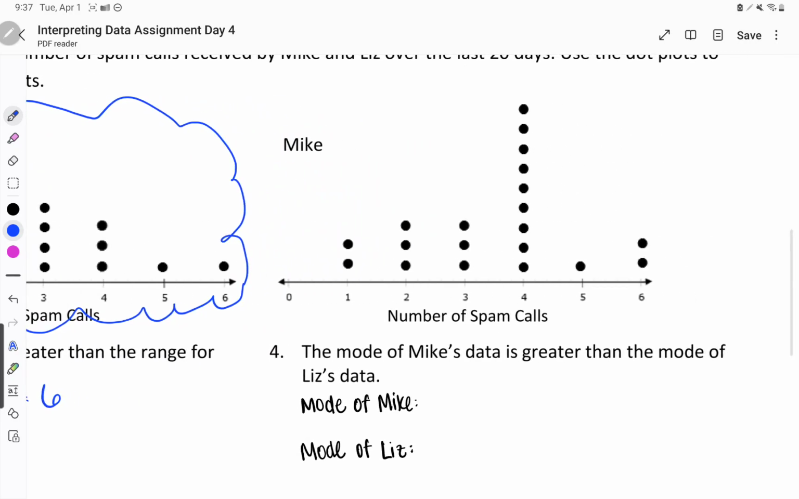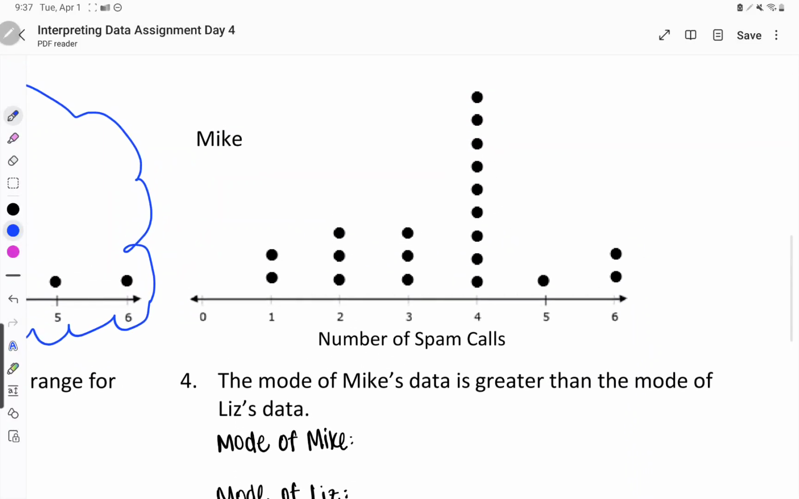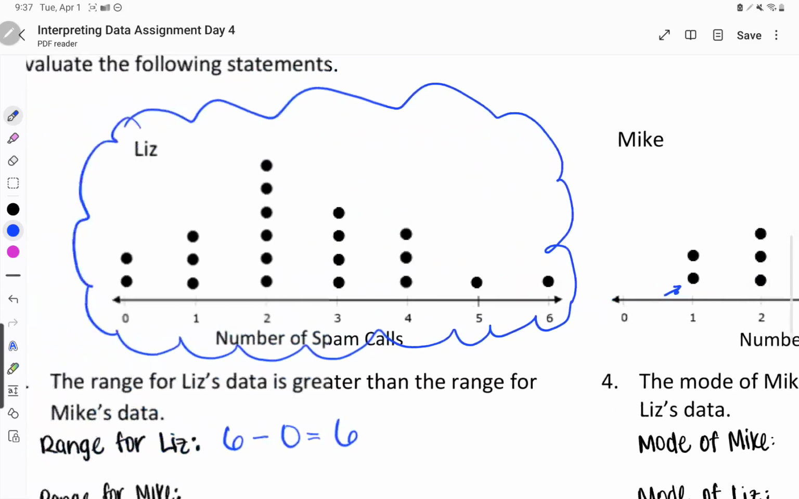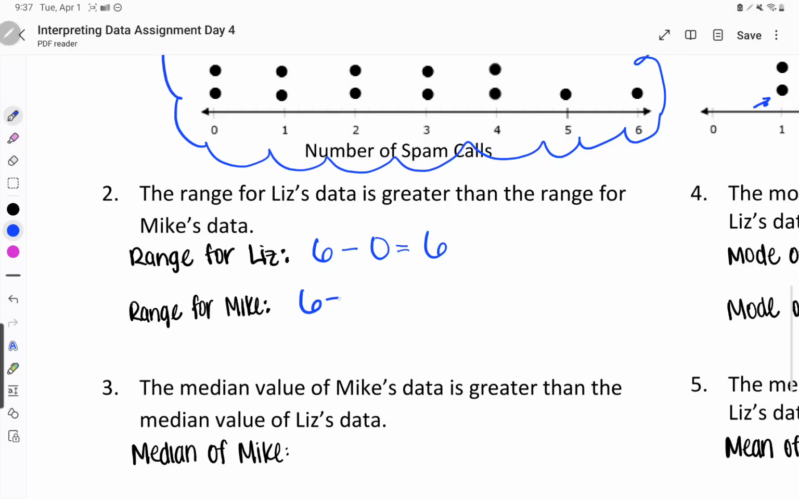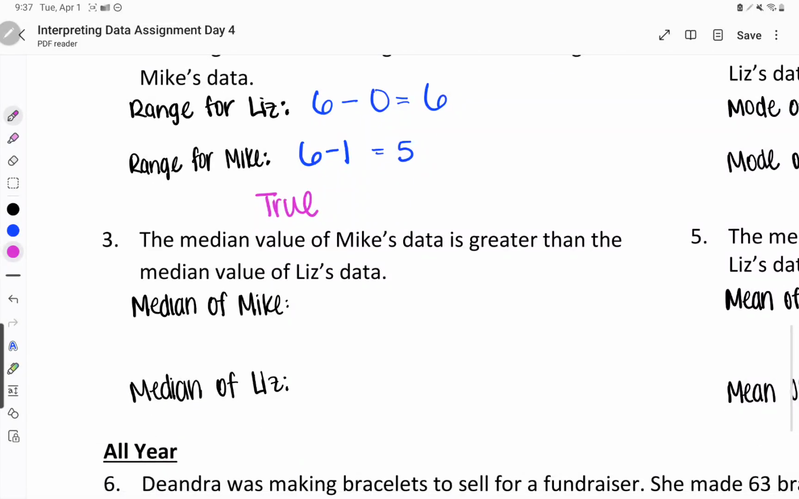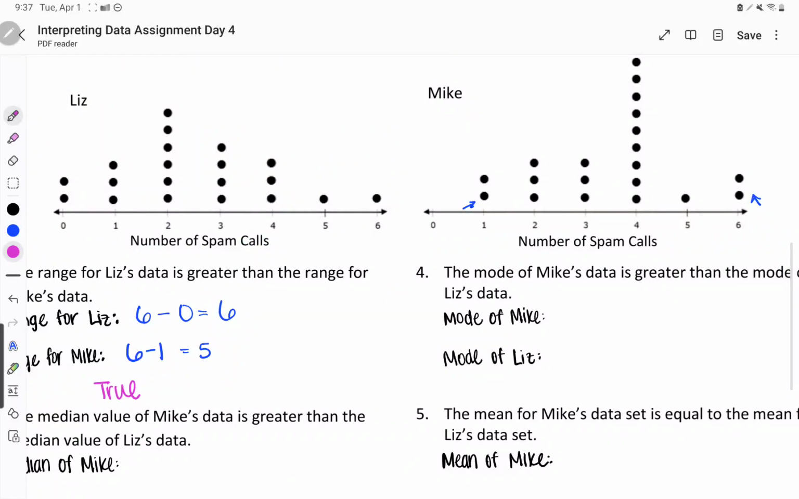And then we have our range for Mike. For Mike, how would I find that range? I would do 6, and in this case, I would do 1, because that is the first number that has a dot. So I would do 6 minus 1, and that gives me 5. So is it true that the range for Liz's data is greater than the range for Mike's data? Yes, this is true. The next statement says the median of Mike's data is greater than the median of Liz's data. So first we have to find the median of each.